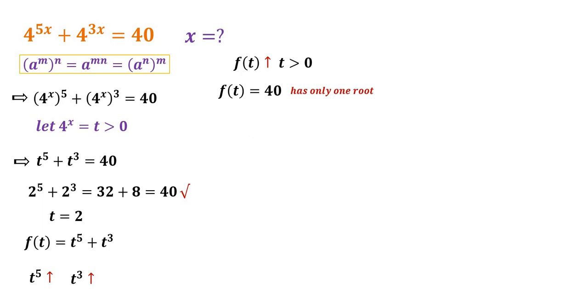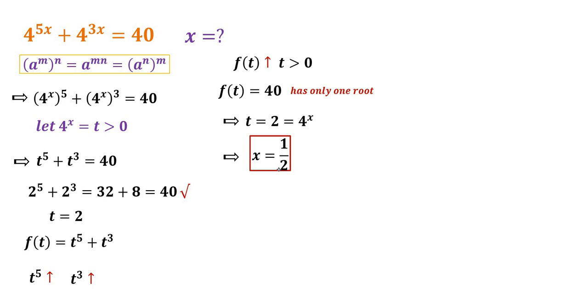So that is t is equal to 2. Then remember we have 4 to the power of x is equal to t. So x is equal to 1 over 2. So this is the only solution for the original equation.